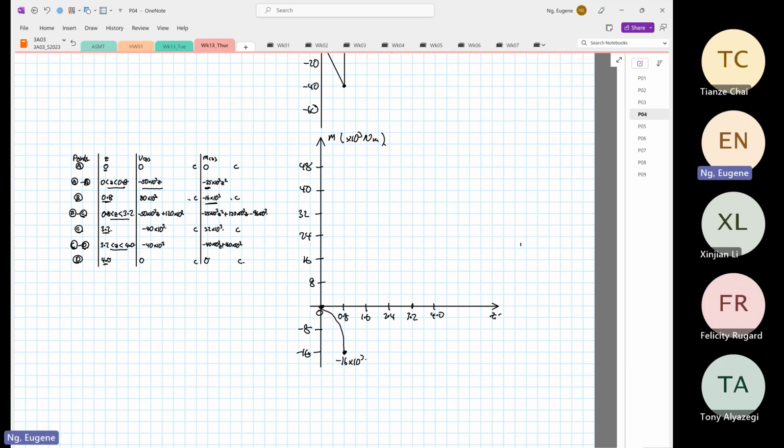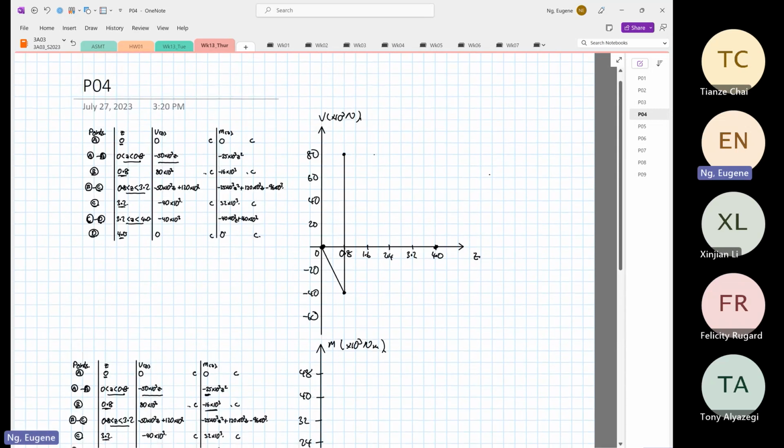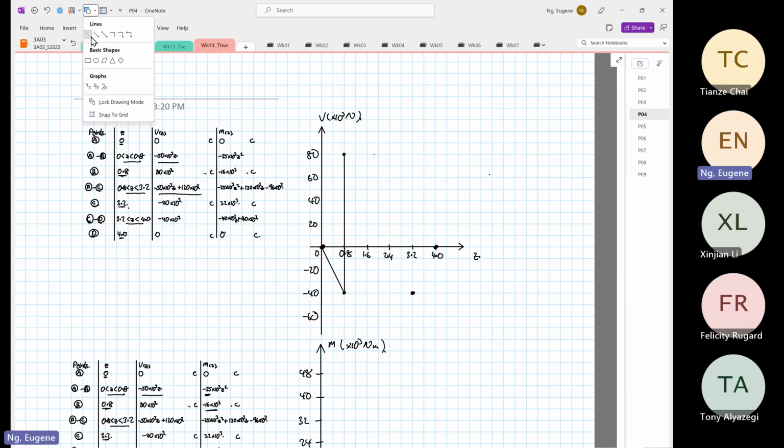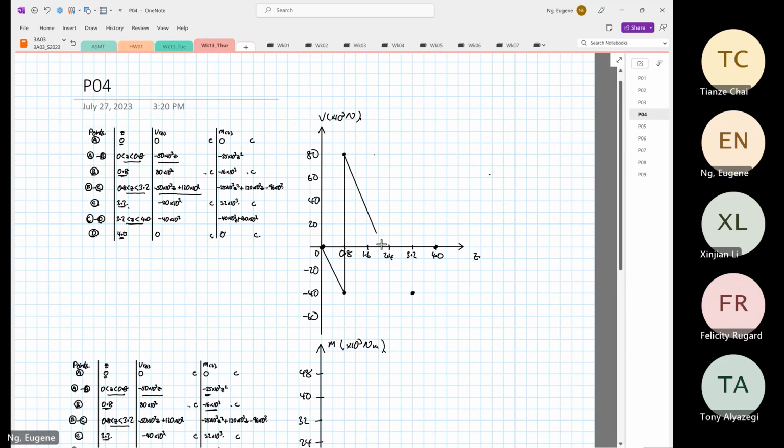Right. So the next one, we go back to our shear force diagram again. If you look at the function over here, it is a straight line. You look at 3.2, it's at -40. So 3.2 is at -40, and then you draw a straight line. The straight line happens to intersect your z-axis at 2.4.